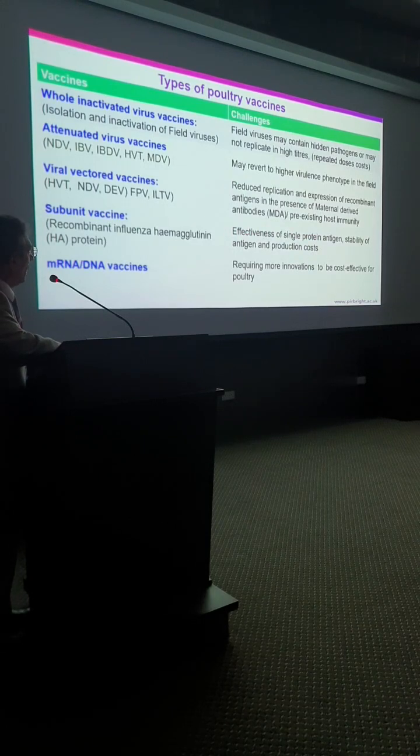be protective. Luckily, flu and Newcastle can, but there are some viruses for which you need multiple antigens as a subunit rather than a single antigen. So production of multiple antigens for a single disease is sometimes a problem. And then again, mRNA or DNA vaccines certainly require more innovation to make them cost effective.